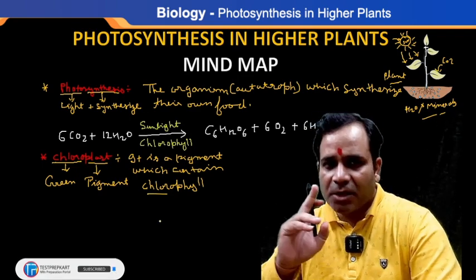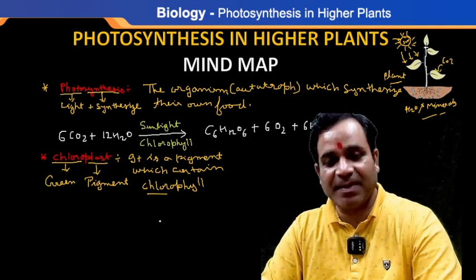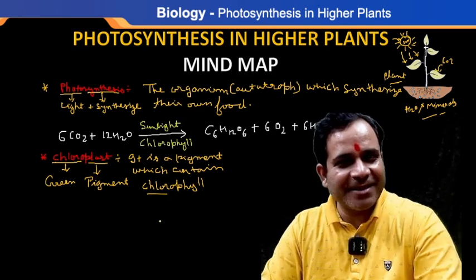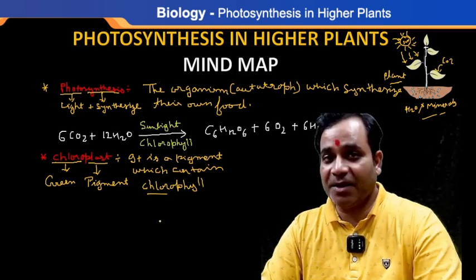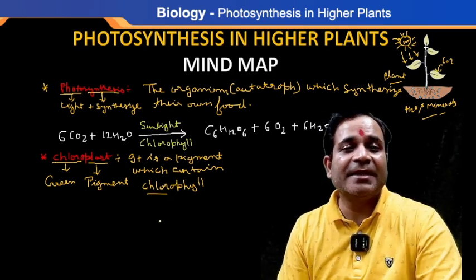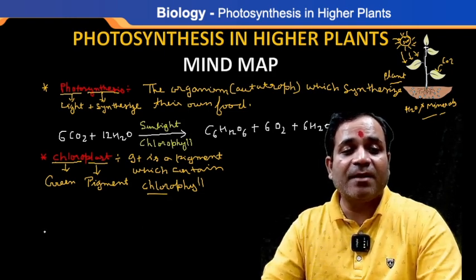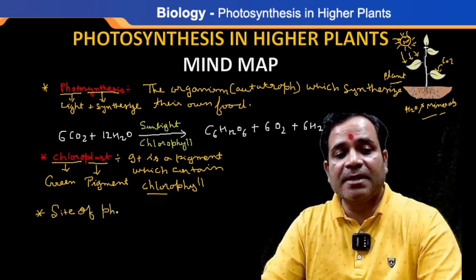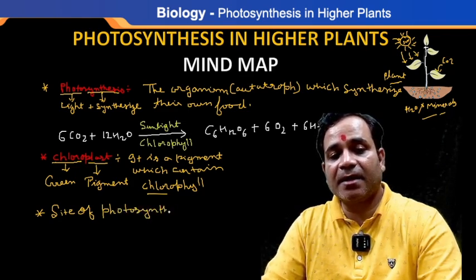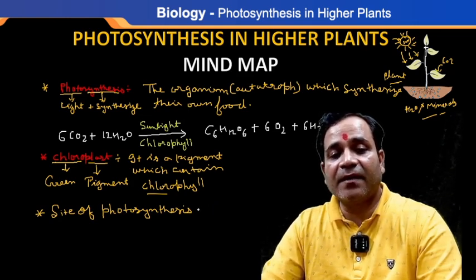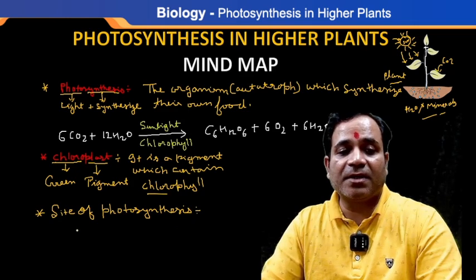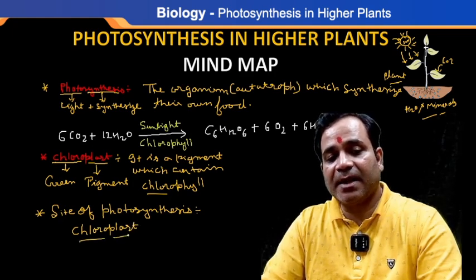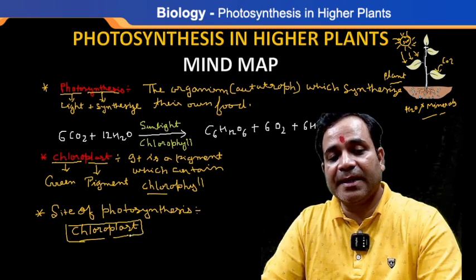Getting it? Hope you also know the term plastid, am I right? And how many types of plastid are there, my dear? Three: chloroplast, chromoplast, leucoplast. Here I'm giving you the site of photosynthesis. If anybody asks you where the site of photosynthesis is, where will photosynthesis take place? Chloroplast. Very good. Chloroplast, my dear. Hope you keep this in mind.